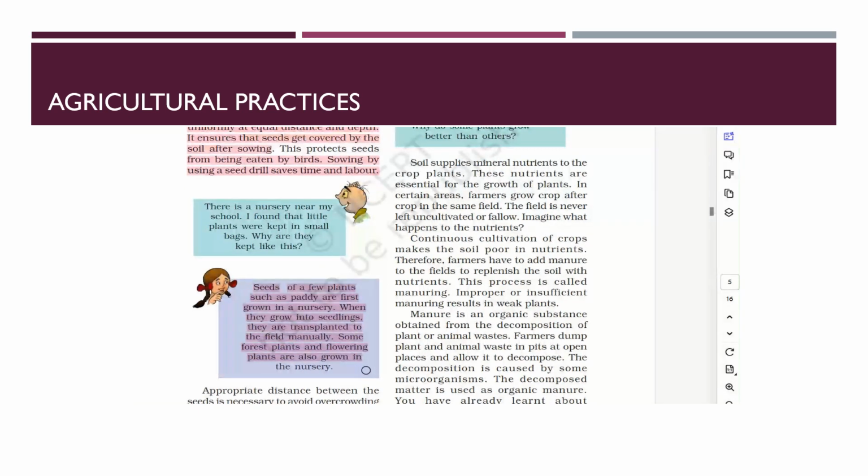Seeds of few plants such as paddy are first grown in nursery. When they grow into seedlings, they are transplanted into the field manually, and some forest plants and flowering plants are also grown in this way.